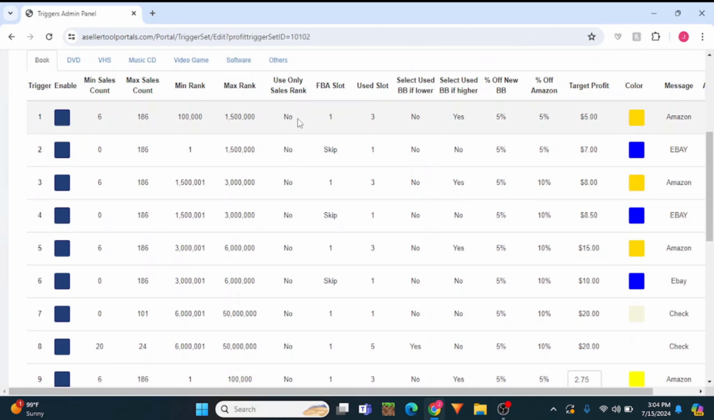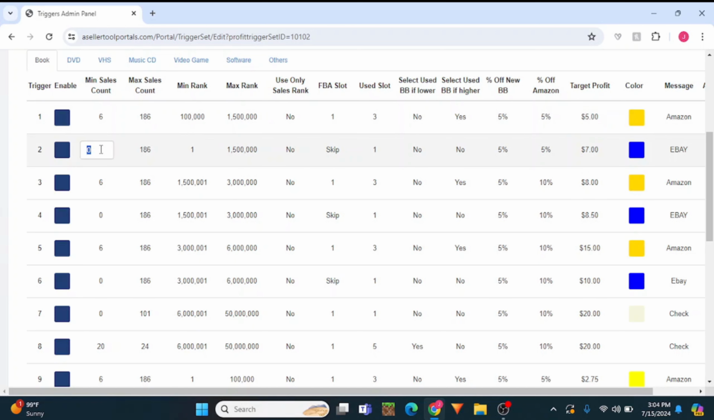Some other triggers we've got. If it's from 6 to 186, but the rank is above 100,000 and up to 1.5 million, we're going to need a target profit of at least $5.